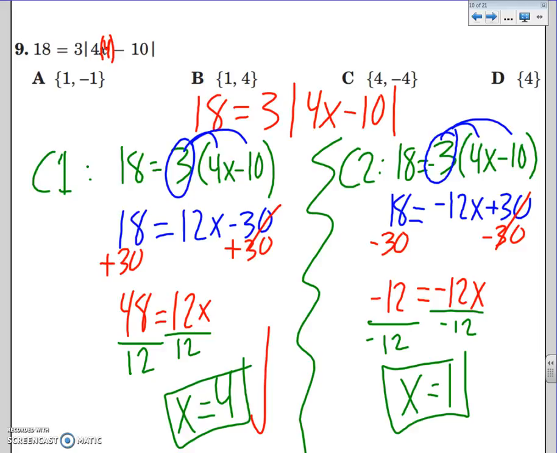Alright, I'll try my other one, x equals 1. 4 times 1 is 4, minus 10 is negative 6. Absolute value of negative 6 is positive 6. 3 times positive 6 is 18. 18 equals 18. That's good. This one has two answers, 1 and 4.